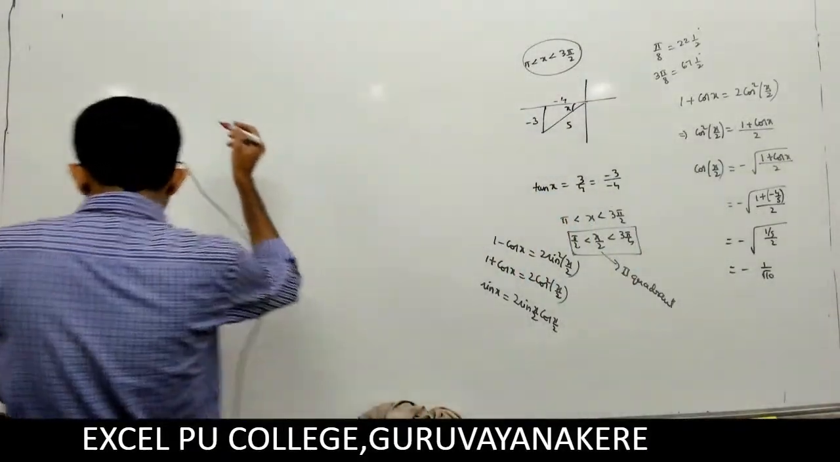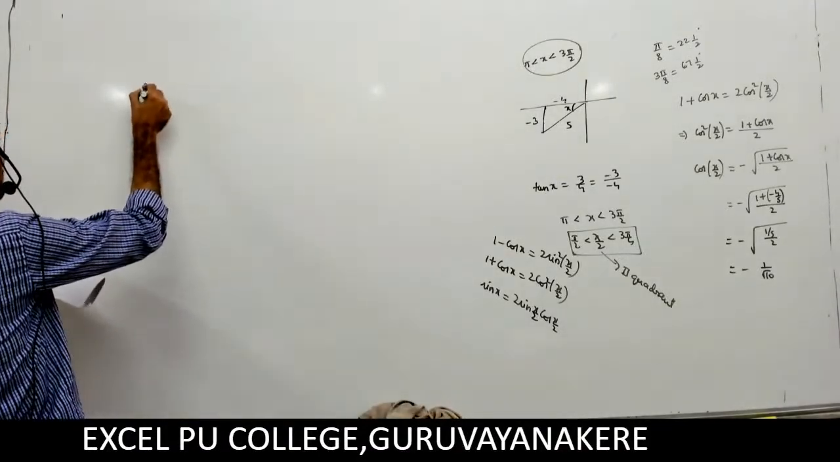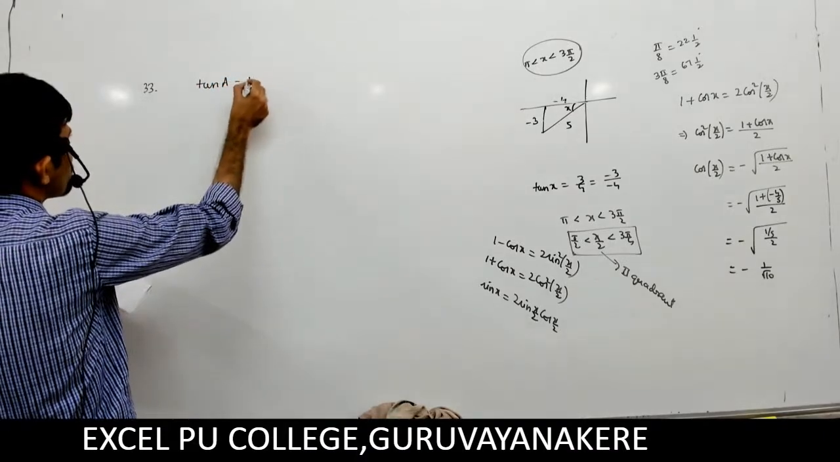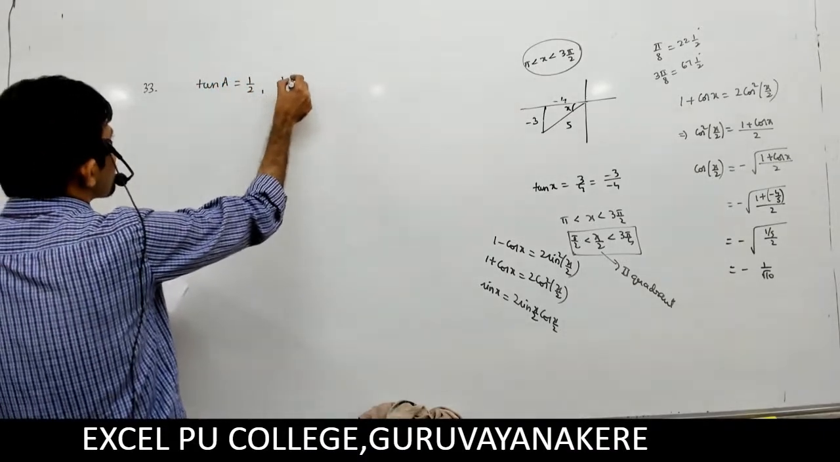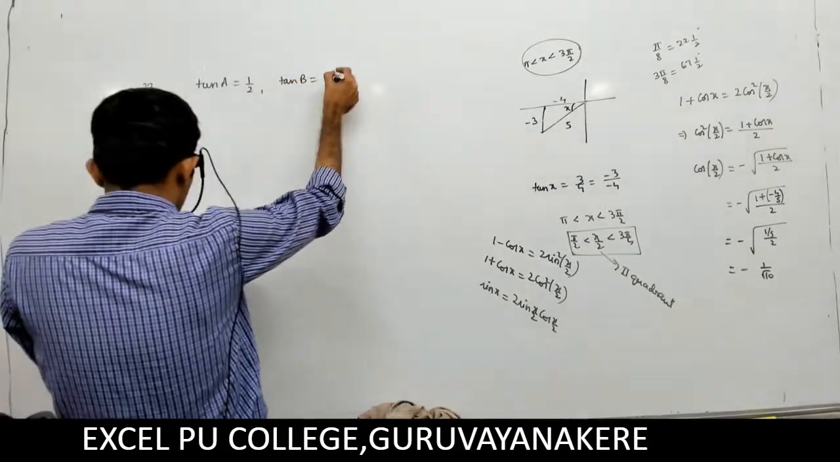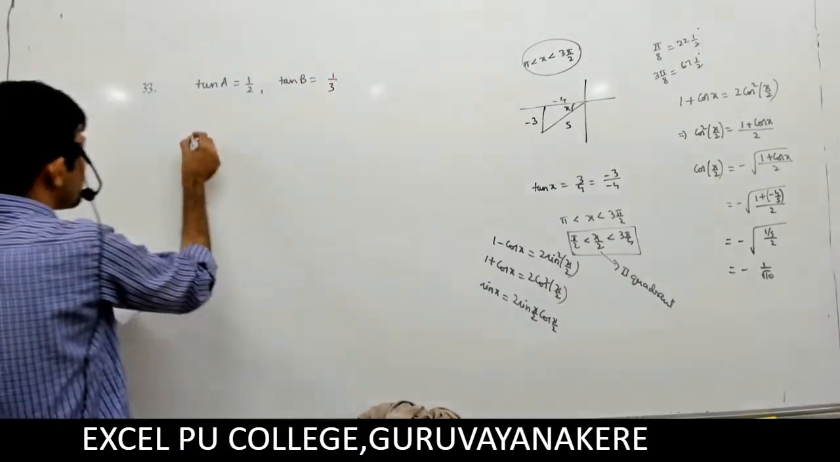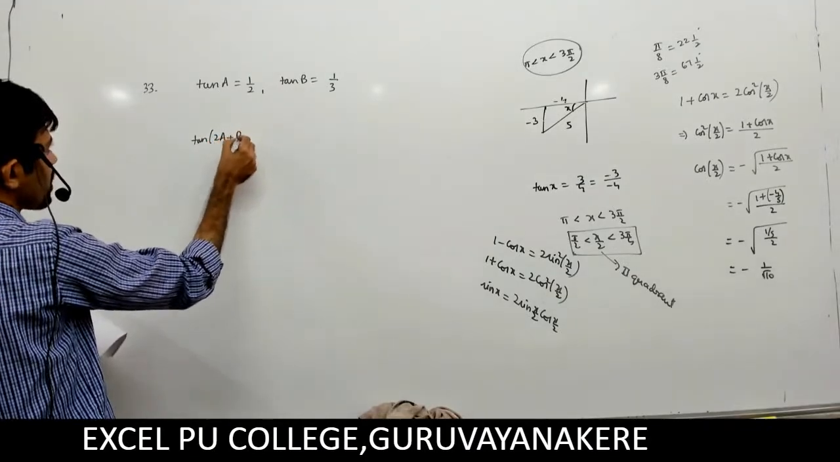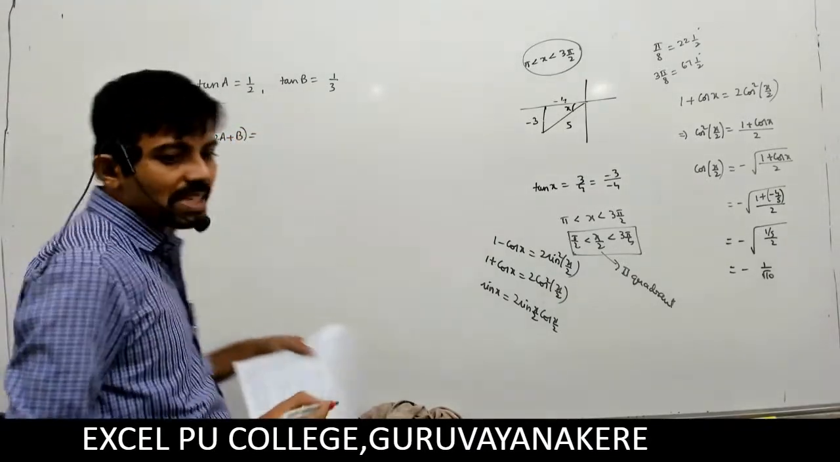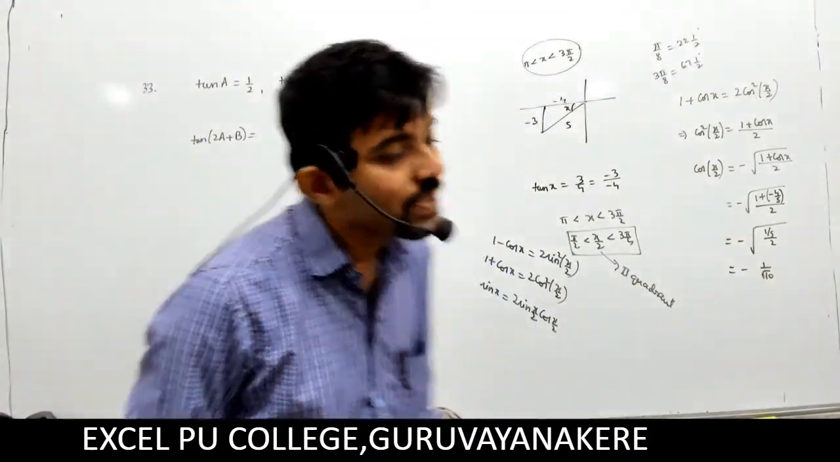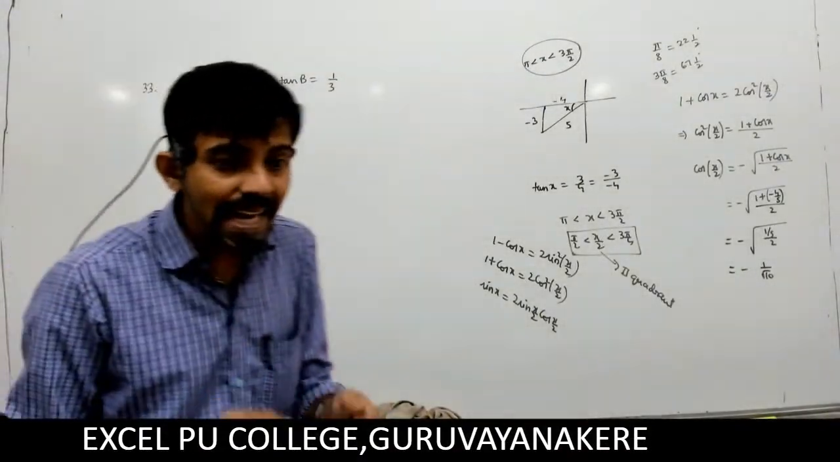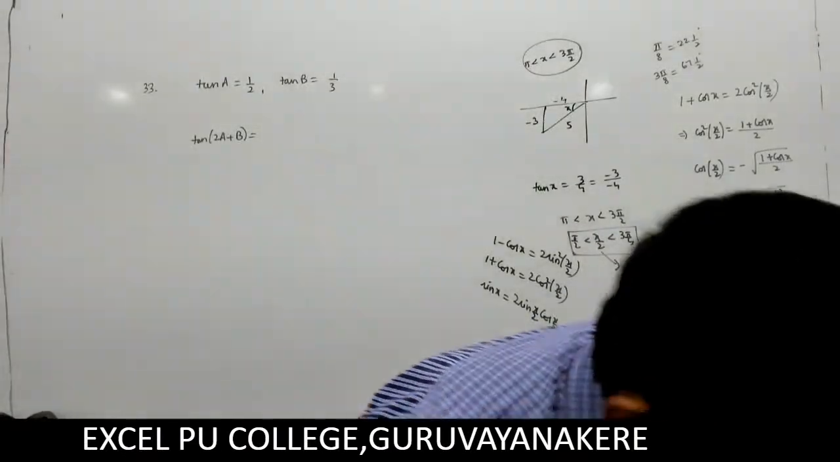Next one: tan A is equal to 1 by 2. Tan B is equal to 1 by 3. What is the value of tan of 2A plus B? Apply the formula. Tan of x plus y. What is tan of x plus y? Tan x plus tan y by 1 minus tan x into tan y, right?